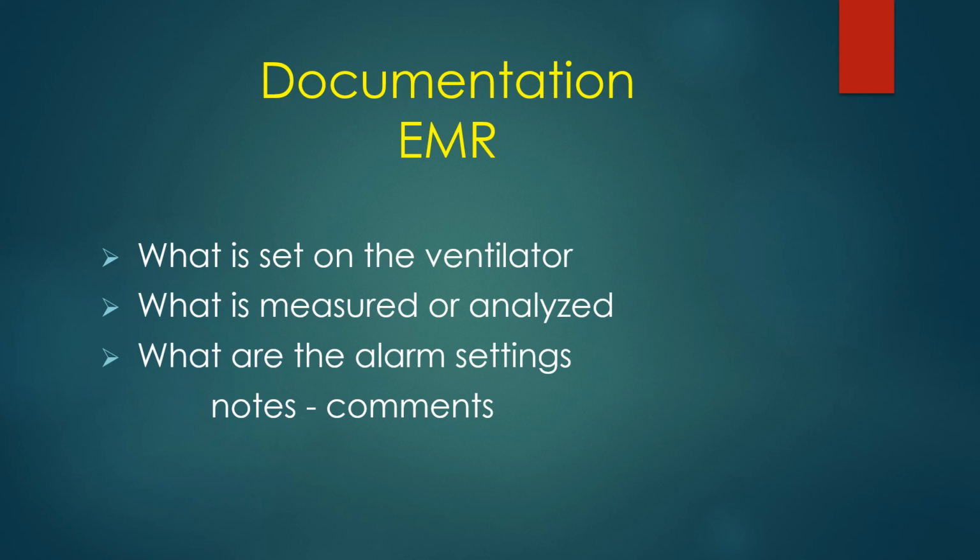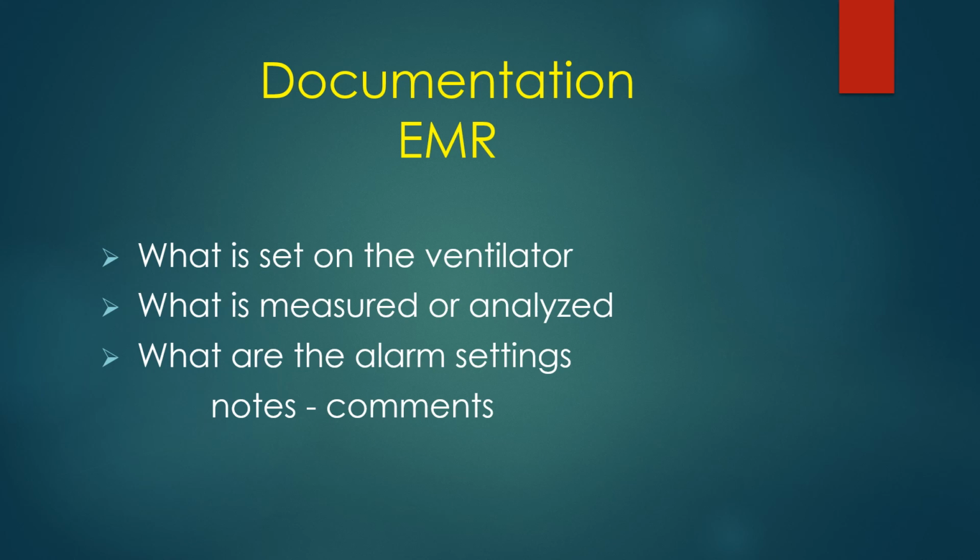Now you're done. You're going to go and document all of this information in the EMR. And now the EMR, there's 3 sections. The first section is what is set on the ventilator. And as I said earlier, that needs to be exactly the doctor's order and what you document. Those 3 things need to be exactly the same: what's set on the ventilator, what you document, and the physician's orders.